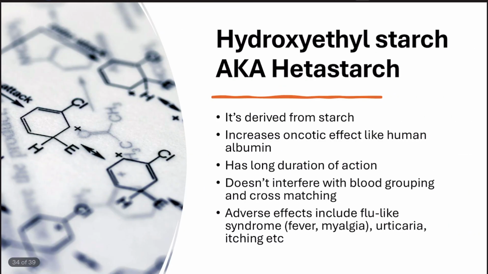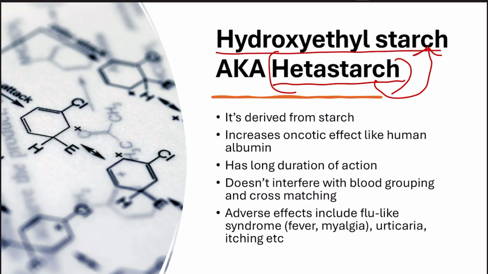Now coming to the next category, that is the next example of colloids, that is Hitastarch. Hitastarch is basically the brand name for a particular specific formulation of hydroxyethyl starch. So it is derived from starch. From the name only it is clear. It increases the oncotic effect, that is the mechanism of action is just like human albumin, that is it pulls in the water inside the intravascular component, and it has got a long duration of action.